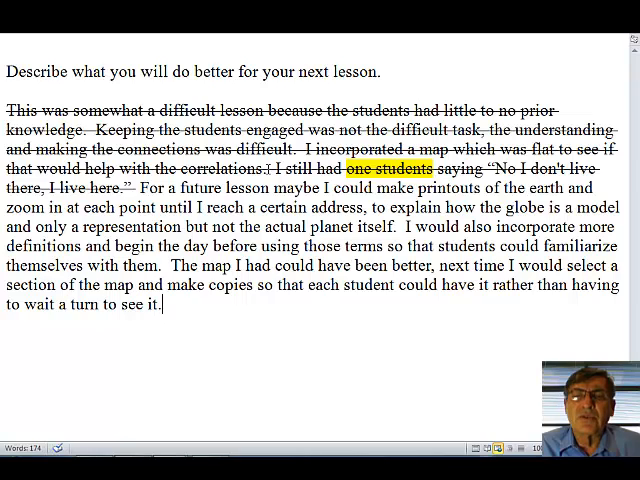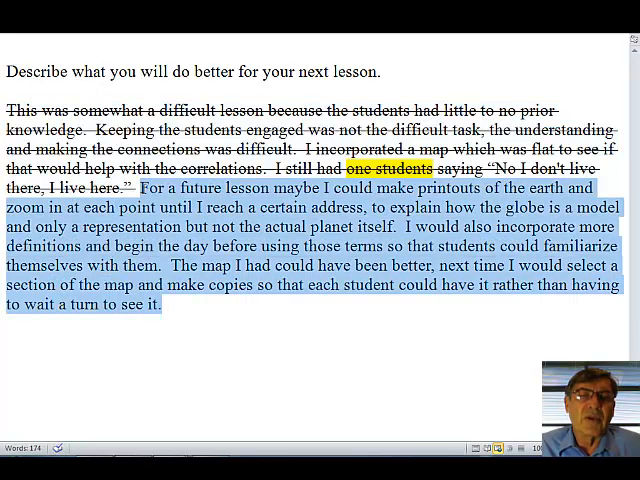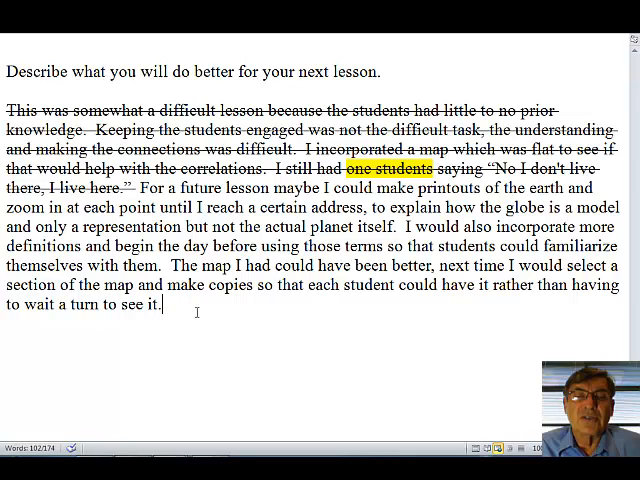"I still had one student's grammar error, which I will mark on this assignment. I still had one student saying, 'No, I don't live there, I live here.'" Okay, that's fine. That would have been good for paragraph 3. But for this one, there's nothing about what I will do better for my next lesson. So I crossed out all of these words, 62 words of 174. Then when I look at how many words are left over, that means 102 words. With 102 words, it is short, and so I take off 5 points for this assignment because it is short in regards to this paragraph.